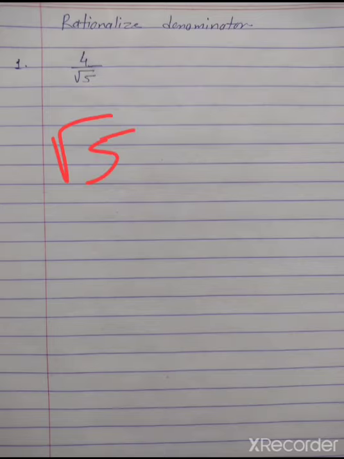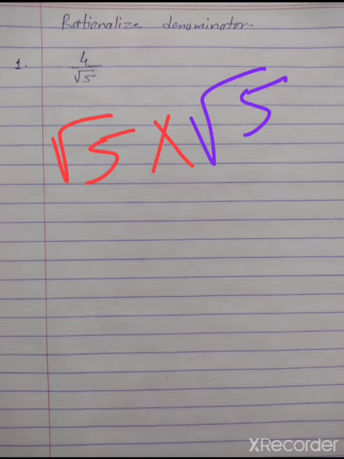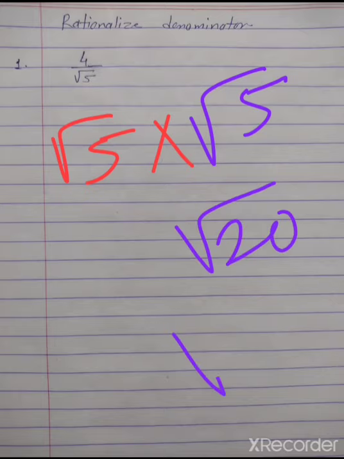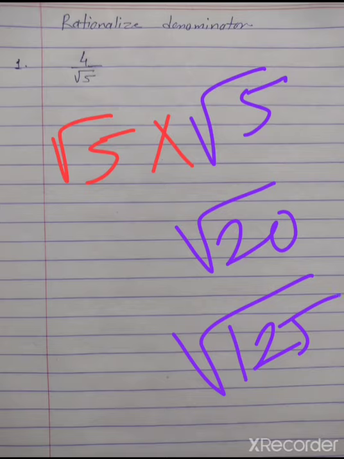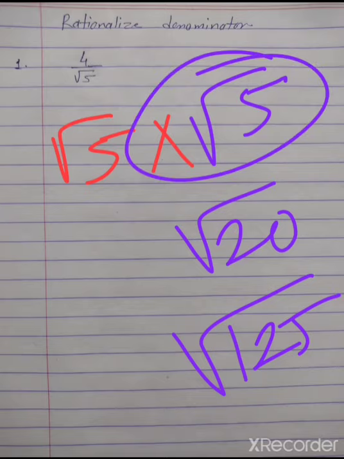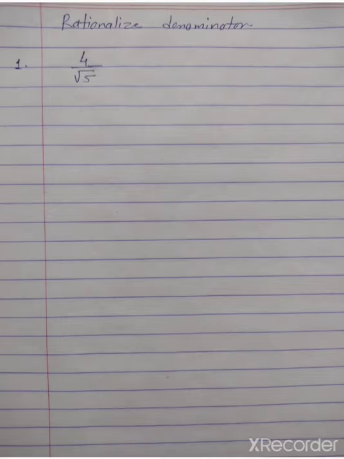So here the denominator is root 5. Root 5 can be rationalized by using the rationalizing factor root 5. Otherwise you can select other rationalizing factors also. You know there are too many rationalizing factors, so select the simplest one, which is the easiest one. Here I am selecting root 5.